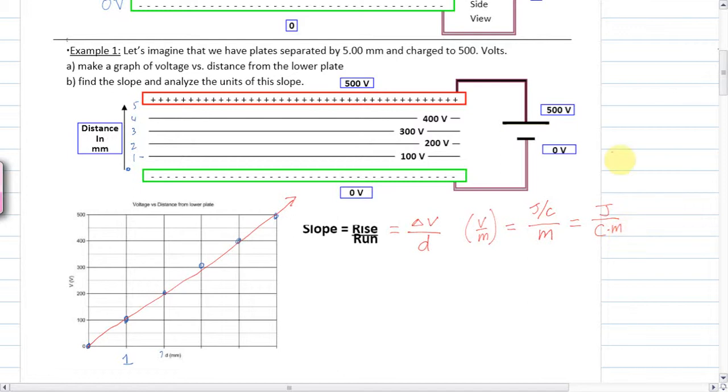But if you kind of note something here, maybe you can. What's a joule per meter? Yeah, exactly. That's a Newton, because a Newton meter is a joule, so a joule per meter is a Newton. So this becomes newtons per coulomb. So a volt per meter is equivalent to a Newton per coulomb.